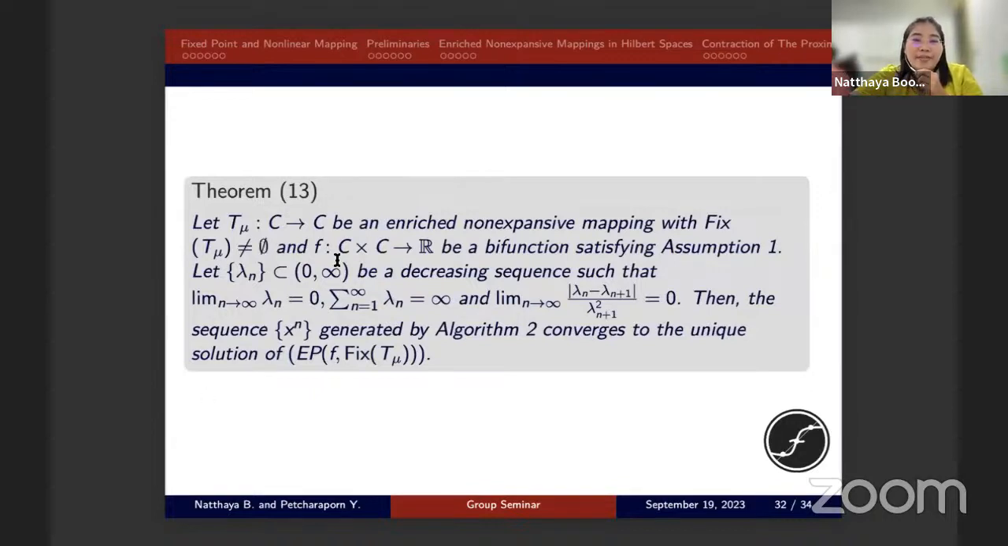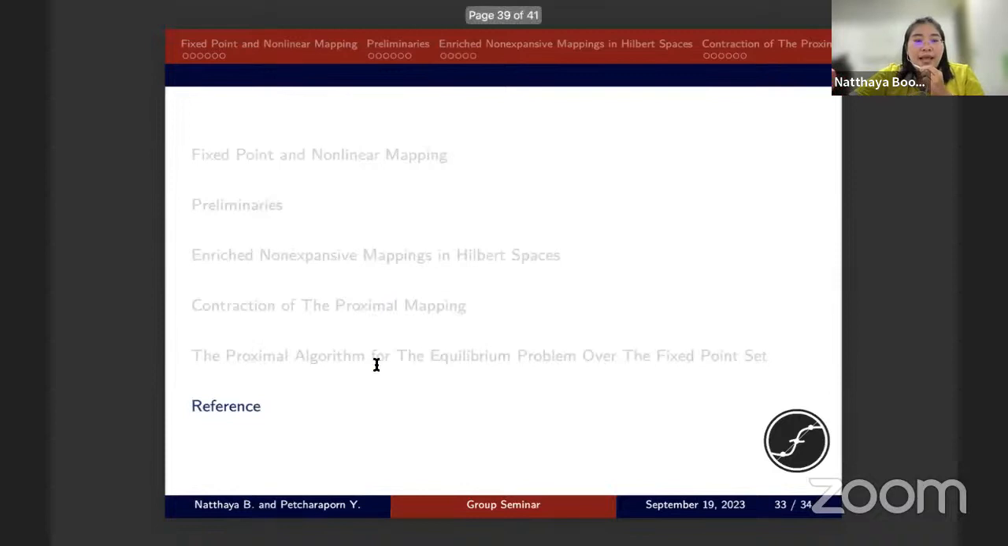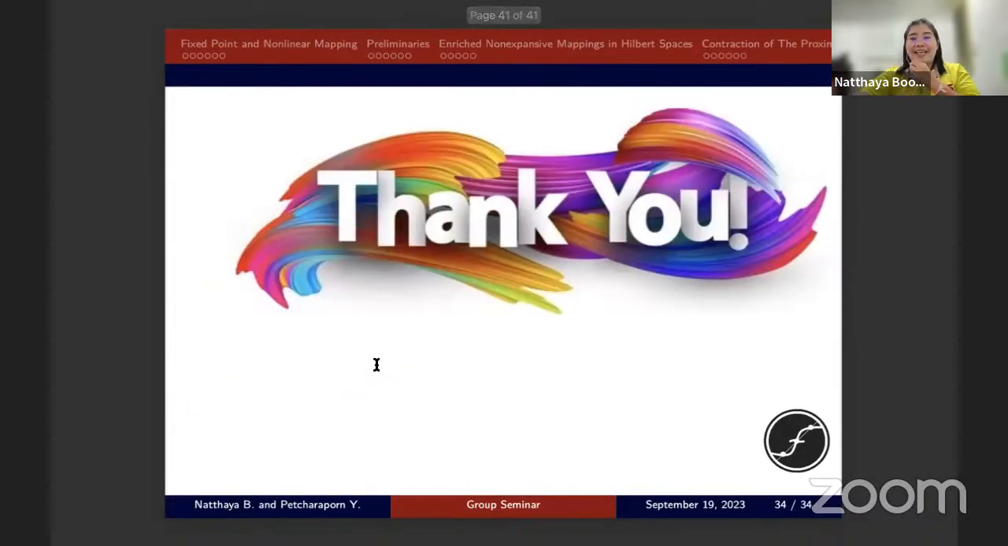Theorem: when T is nonexpansive with the fixed point set non-empty and F is a bifunction satisfying Assumption 1, and the sequence lambda n of positive real numbers is decreasing such that the limit of lambda n equals 0 as n converges to infinity, the summation of lambda n from n equals 1 to infinity is infinity, and the limit of this equals 0, then the sequence xn generated by the algorithm converges to the unique solution of the equilibrium problem. Next is the reference. Thank you.